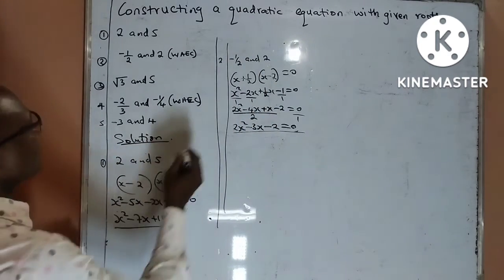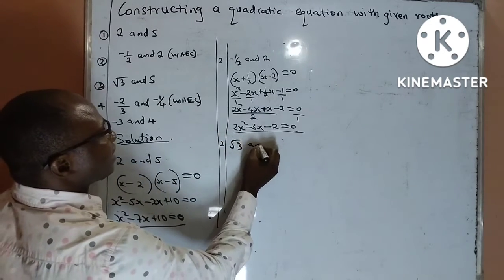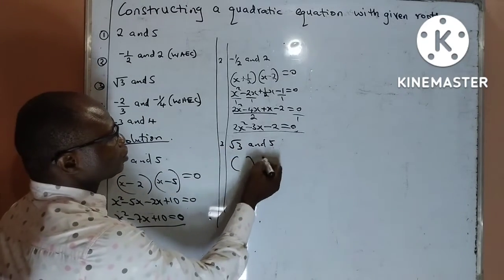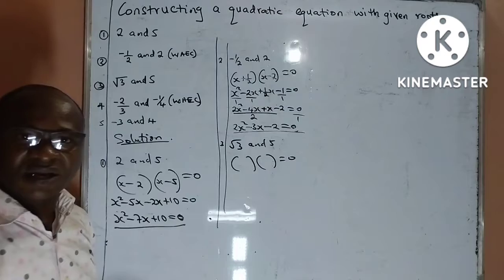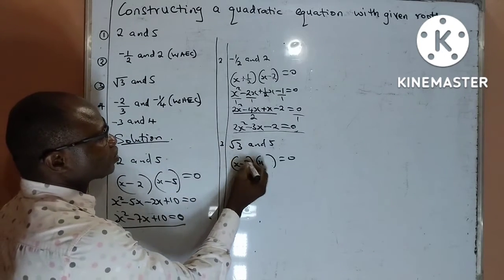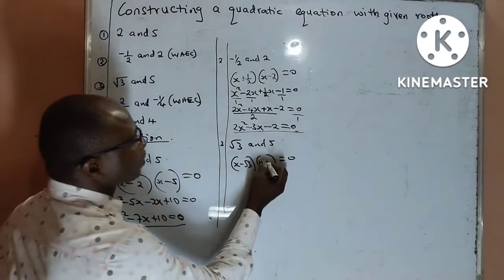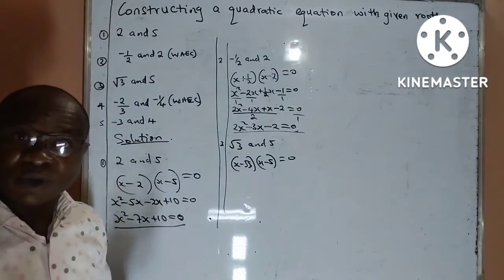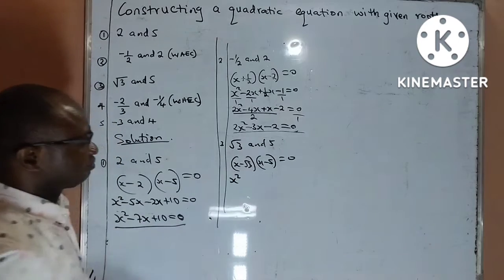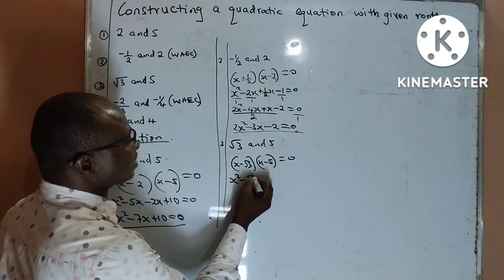Beautiful. We have number 3. We have root 3 and 5. They are the roots. I will put 2 empty brackets. Working with the roots, I have x. Here will now be minus root 3, because it is positive. Here also will be minus 5 because 5 is plus. I open the brackets. X times x will give me x squared. Again, x times minus 5 will give me minus 5x.